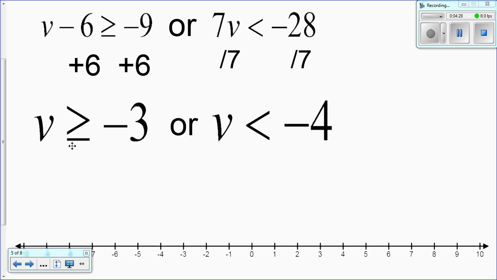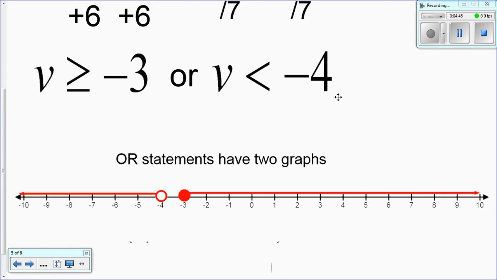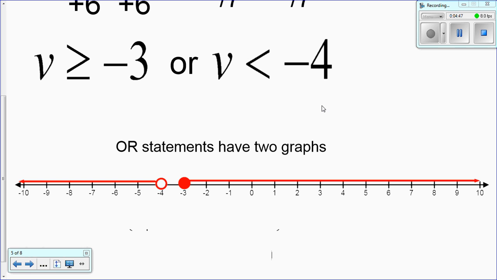So v is greater than or equal to negative 3. That means on negative 3, we're going to put a closed dot and point to the right. Where v is less than negative 4, we're going to put an open dot and point to the left. Pretty easy. Okay? Or statements give us two different graphs. Alright. And then our set builder notation, we do it the exact same way.